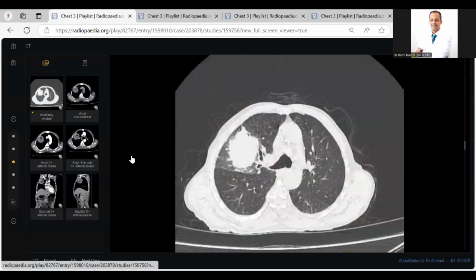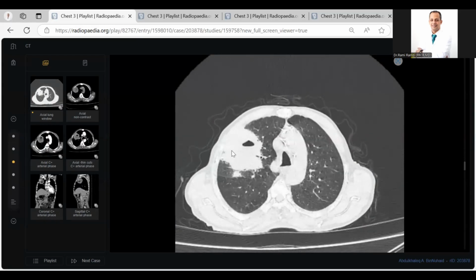Another point: in the 4 cases, you made one mistake. You didn't mention the technique. This is axial, sagittal, coronal, post-contrast, non-contrast. In none of the 4 cases did you mention the technique. Okay, no problem. We are here training, we learn from each other.